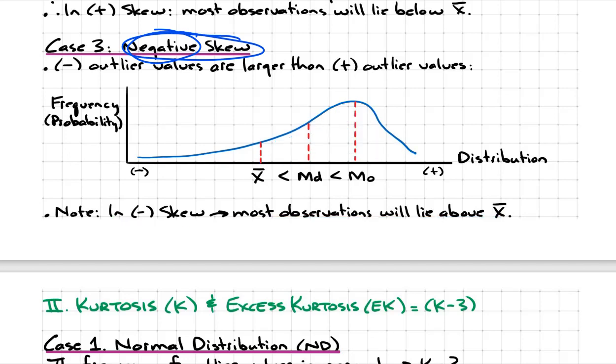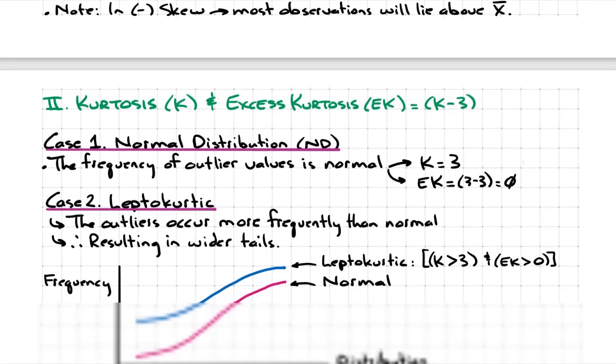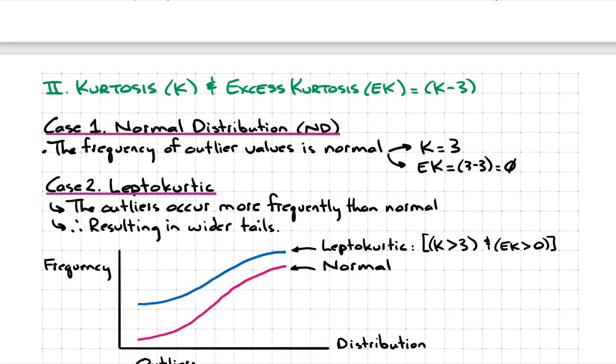So now we're going to look at the next description for tail, and that would be kurtosis, and its related excess kurtosis. And excess kurtosis is just kurtosis minus 3. And we have 3 scenarios here. In case 1, we have normal distribution. And remember what kurtosis does. It looks at the frequency of the outlier values. So in a normal distribution, the frequency of the outliers would be normal, quote unquote.